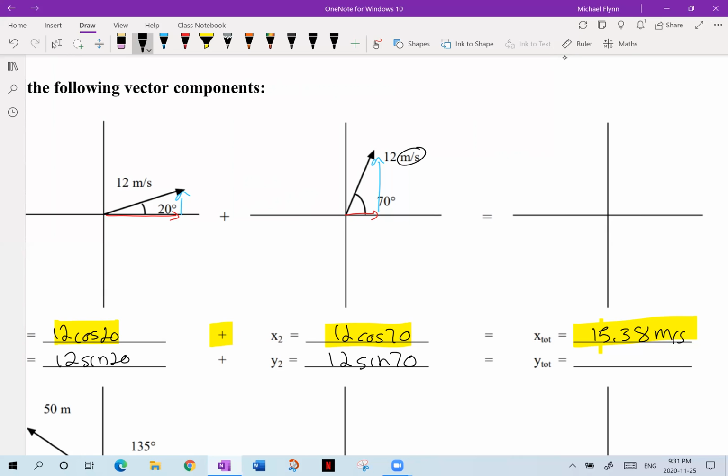Notice the units here. It's not just meters. You can add velocities this way. You can add anything you want. Okay. Now that's 15.38 meters per second. Now I'm going to get the total y component. I'm going to go 12 times 20 sine, okay, plus 12 times 70 sine, and I get 15.